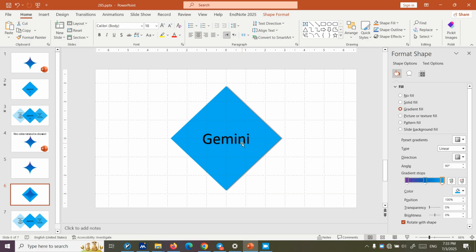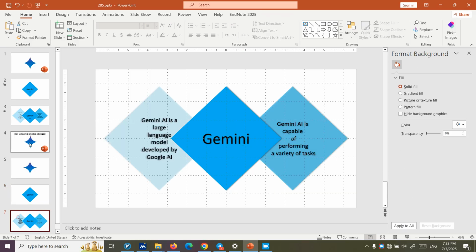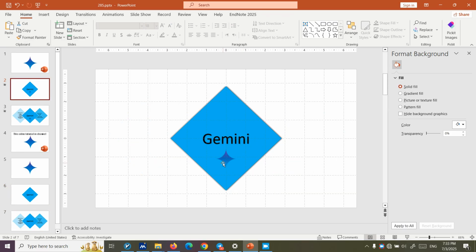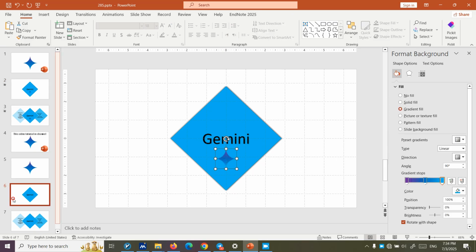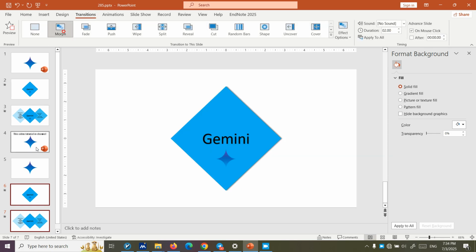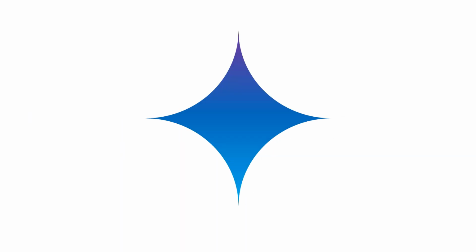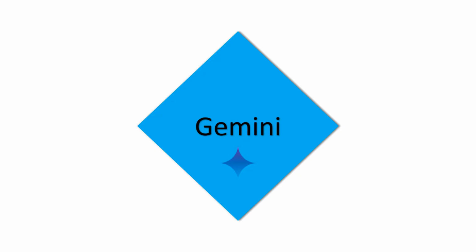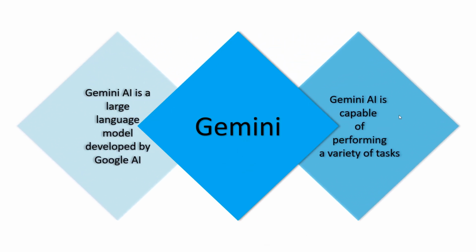Now here I delete this thing, but you need to have reduced the size of this item here. After that, set the transition to Morph and the magic happened. Your slide is ready and as beautiful as possible.